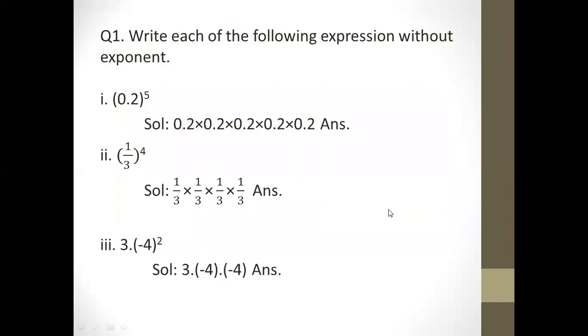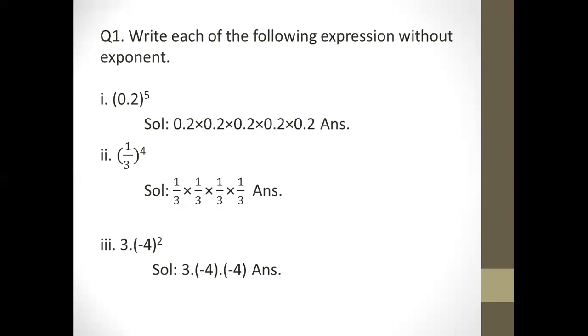Now let's solve some questions related to laws of exponent. Write each of the following expressions without exponent. Here we have the first part, 0.2 raised to the power 5. As we have to write it without exponent, you just have to identify what is the base and what is the exponent. As the base is 0.2, it is going to be multiplied how many times? 5 times, right? Now you just have to write 0.2 multiplied by 0.2, multiplied by 0.2, multiplied by 0.2, multiplied by 0.2, right?